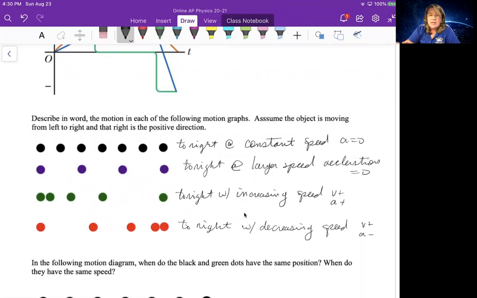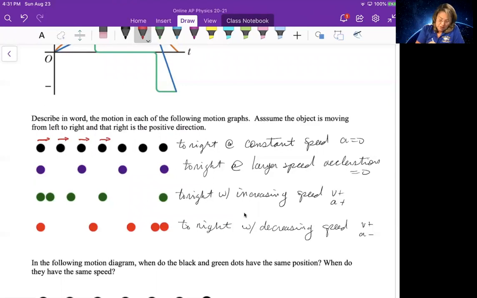If you notice that the dots have the same distance between them and the time intervals are the same, therefore it is moving to the right at a constant speed. So I could actually come in and put my velocity vectors on top and they would have the same length the entire time, and I would not have an acceleration vector in that situation. So it is moving to the right at a constant speed, acceleration is 0.